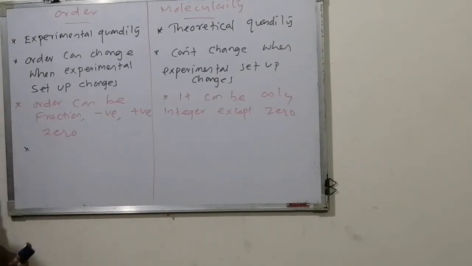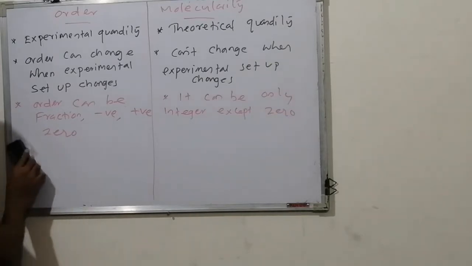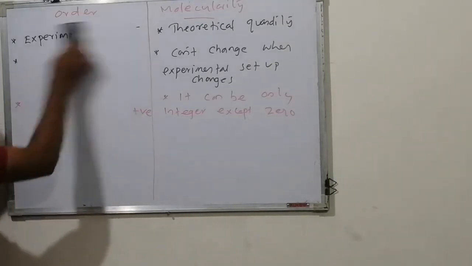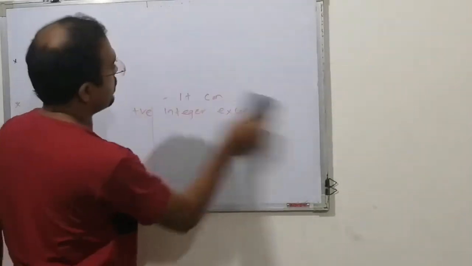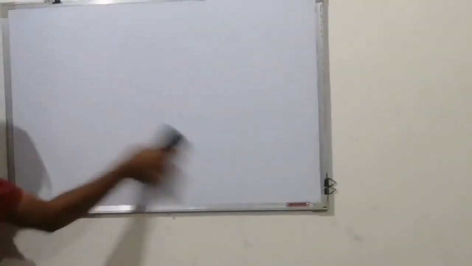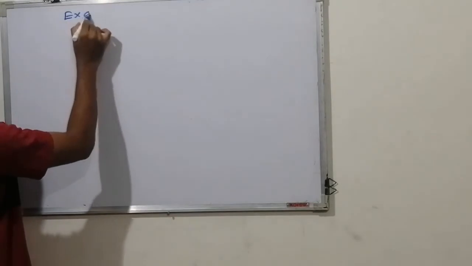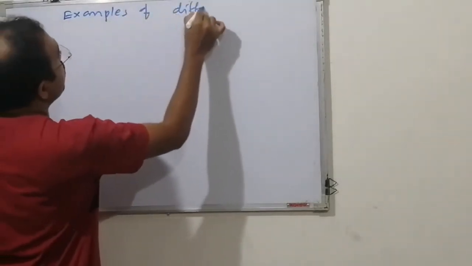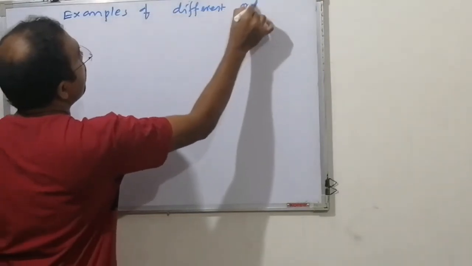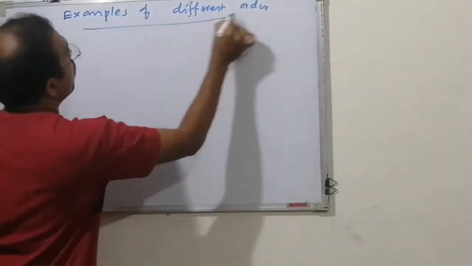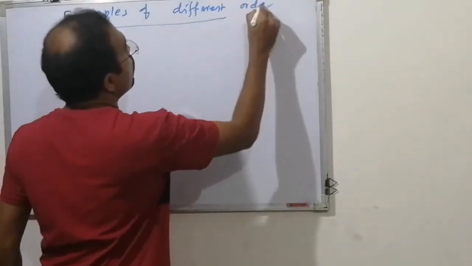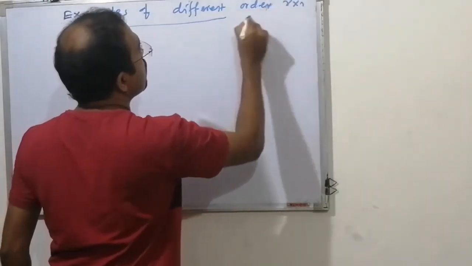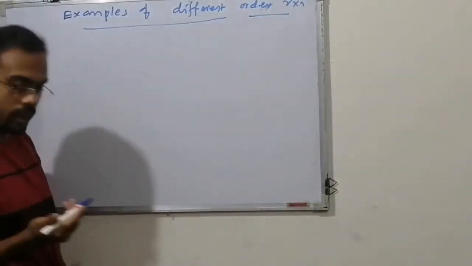Now we can see examples of different order of reactions. Examples of different order reactions. Okay? Are you okay, students?